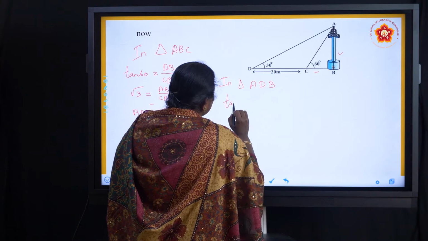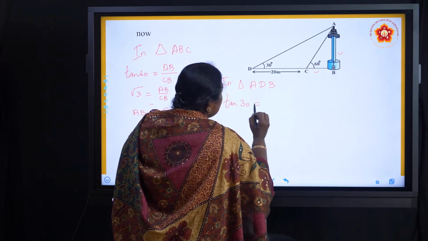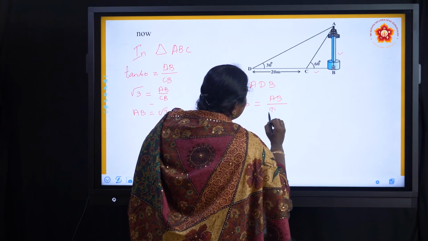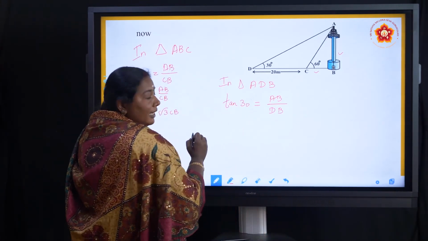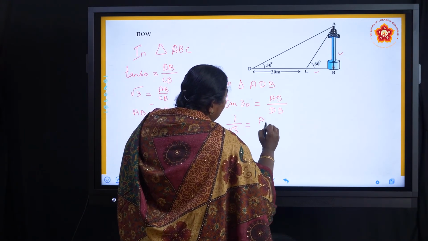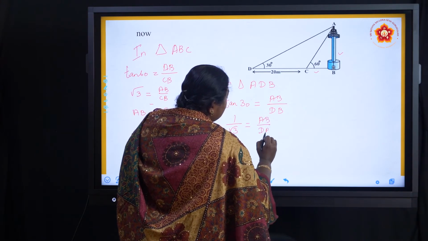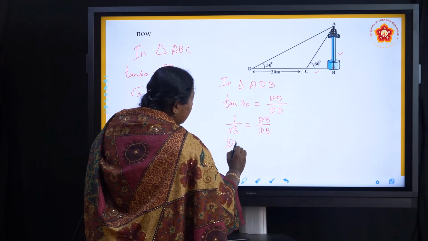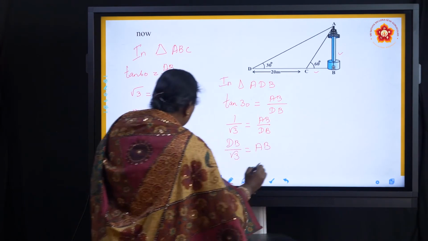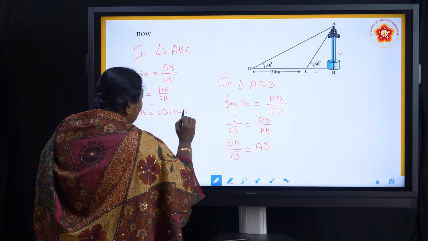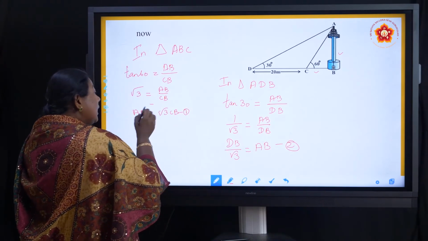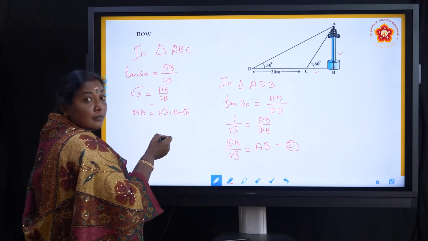So tan 30 is equal to AB by DB. So tan 30 value is 1 by root 3, which is equal to AB by DB. So it is DB by root 3, which is equal to AB. Now from both equations 1 and 2, you can see that AB is DB by root 3, and also AB is root 3 BC, right?